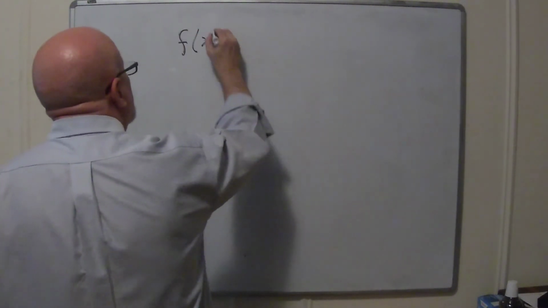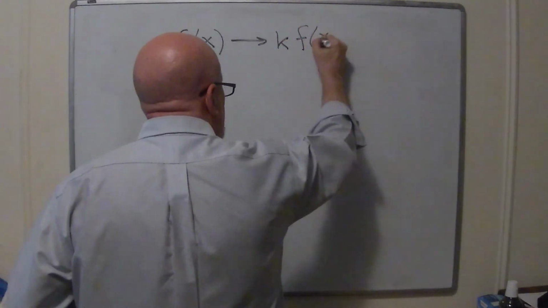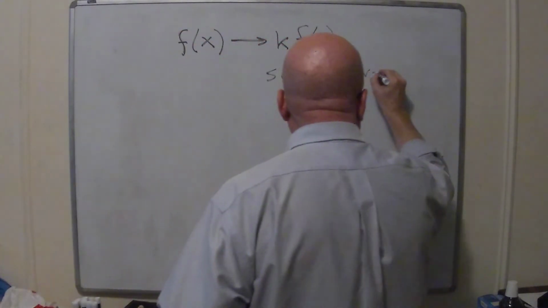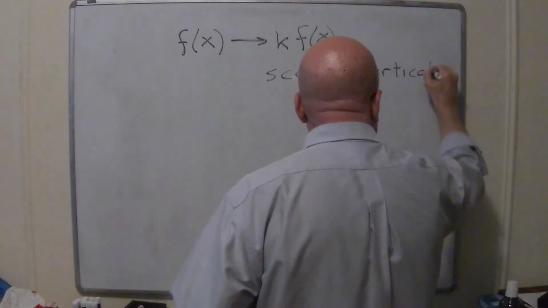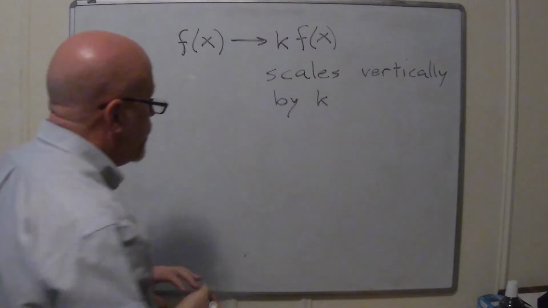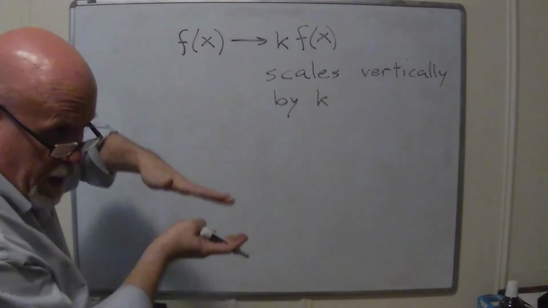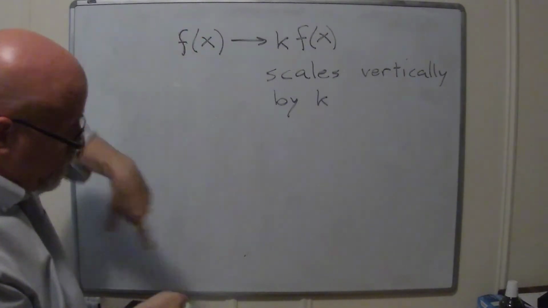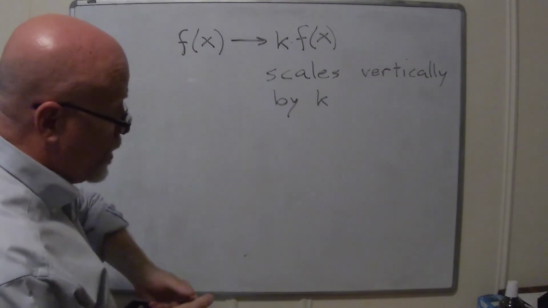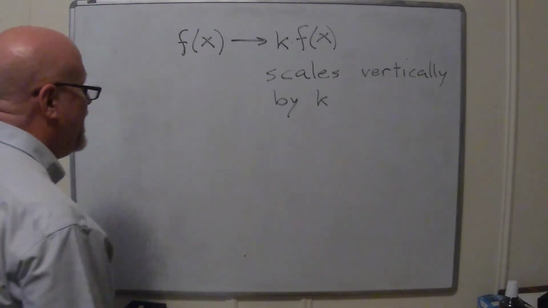If you start with an f of x and you transform it by multiplying on the outside by some constant, that scales vertically by k. If k is a big number, it stretches it a lot. If k is a small number, it can actually compress it, it can make it little. If k is negative, it can turn it even upside down. But you can even have a negative large number, which you could view as stretch it out and then turn it upside down.